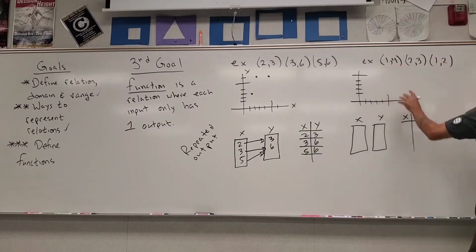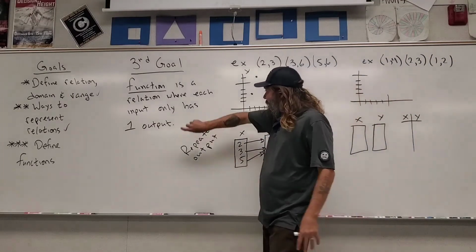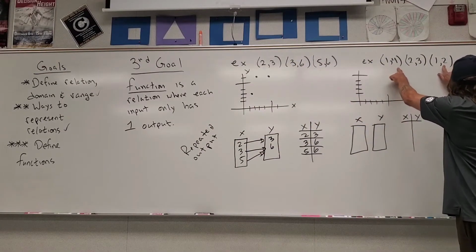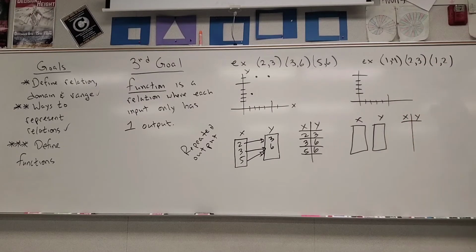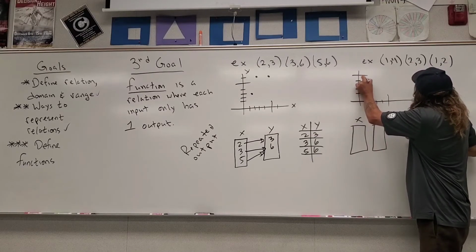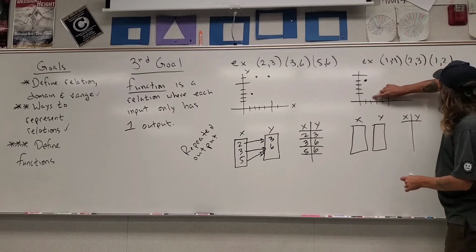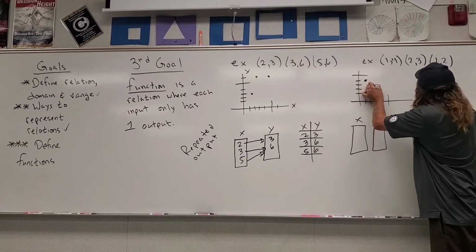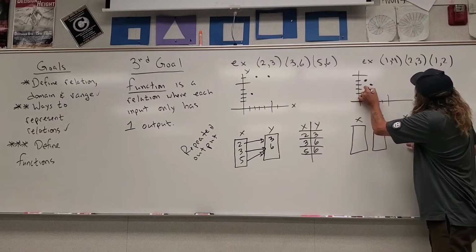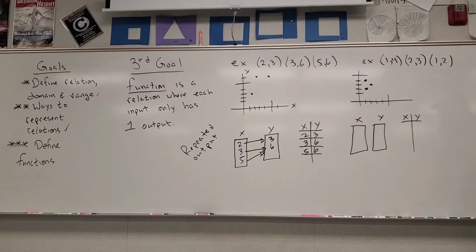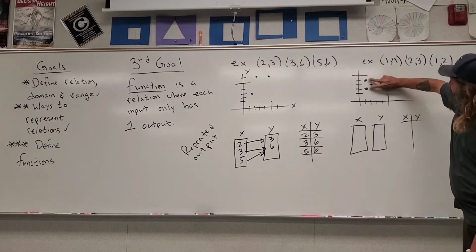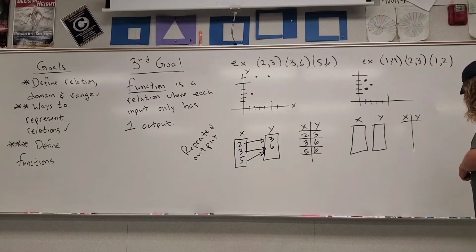So this, right now, by definition, is not a function because I have the same input going to two unique outputs. And I want to point out how that looks in these other forms. So 1, 4, 2, 3, and 1, 2. I want to point something out about the position of these points. This point is vertical to this point. They're vertical. And I'm sure you've heard something called the vertical line test.